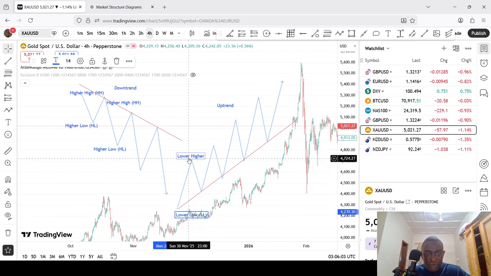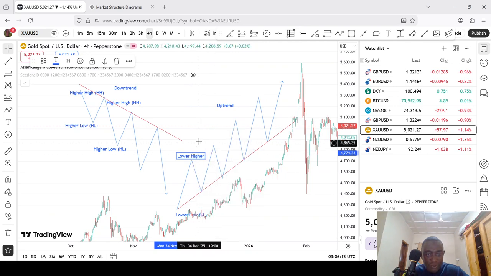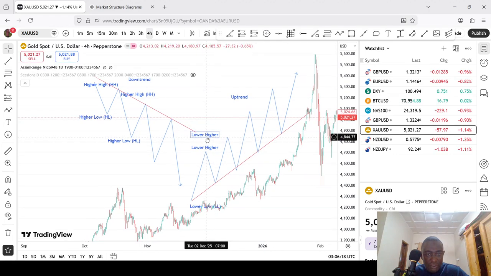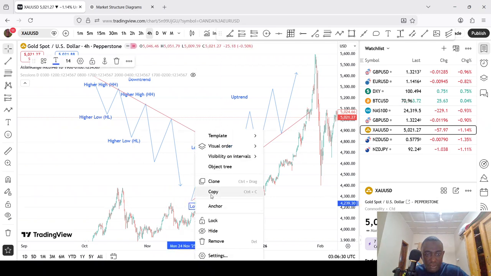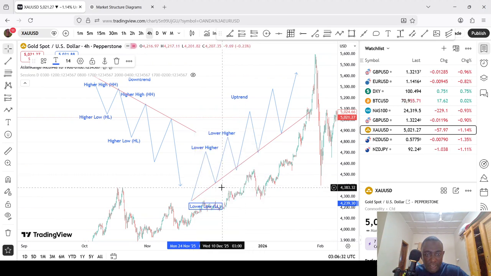So for this and this, you can just use Control C. No, this is not Excel and other stuff, so the control is not working. I can just copy and paste it here. Another way of doing it: so here is a lower high. The same thing goes on and on. So this one too, let me do this. Copy, then paste. Okay, so another lower low.